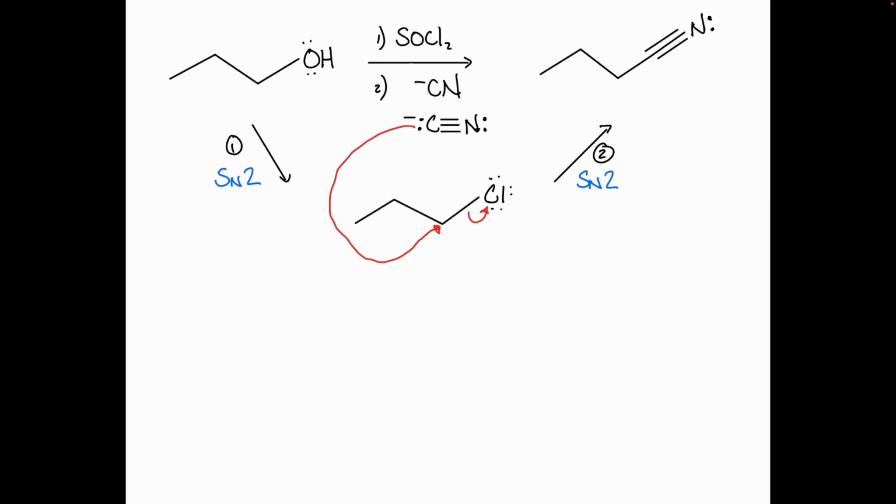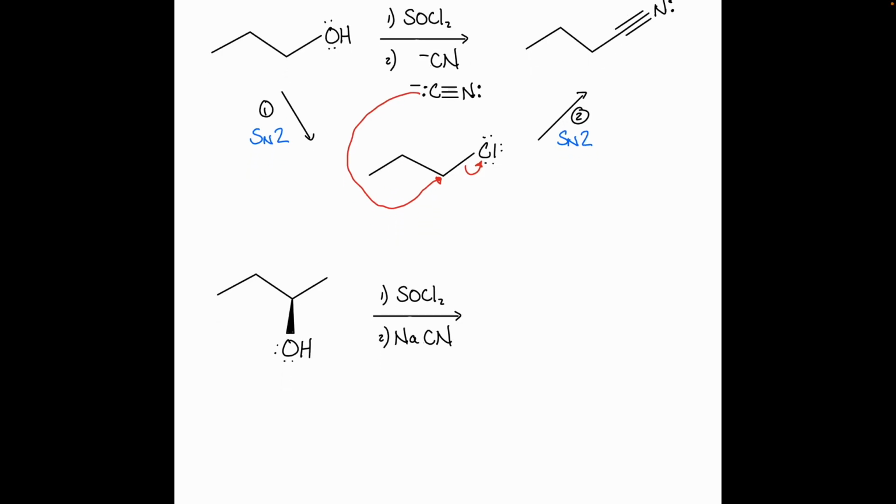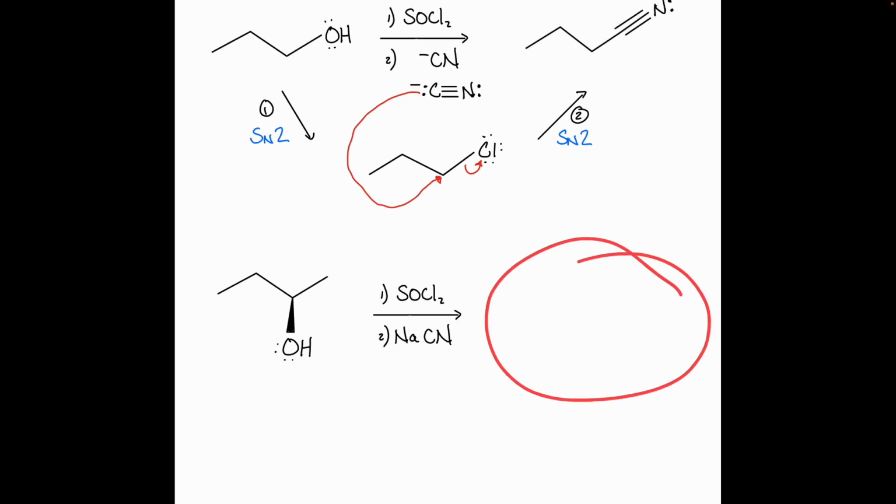So with that in mind, let's think about what's going to happen if I take this same list of reagents, but instead of starting out with a primary alcohol, I start us out with this stereospecific secondary alcohol. All right, same list of reagents here. I want everybody to take a second and see if you can figure out what our product would be in this reaction.